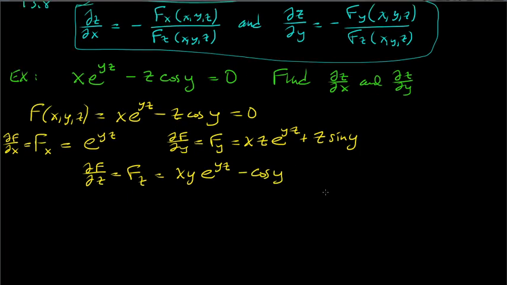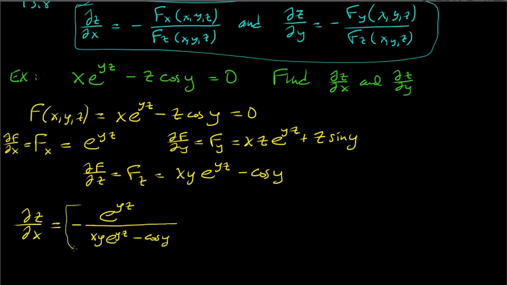All right, now we can use these formulas to just write down partial of z with respect to x. It's going to be negative f sub x, so that's e to the yz, divided by the z partial of f. So that's this long denominator here. We get xy e to the yz minus cosine of y. That's the x partial of z, right?